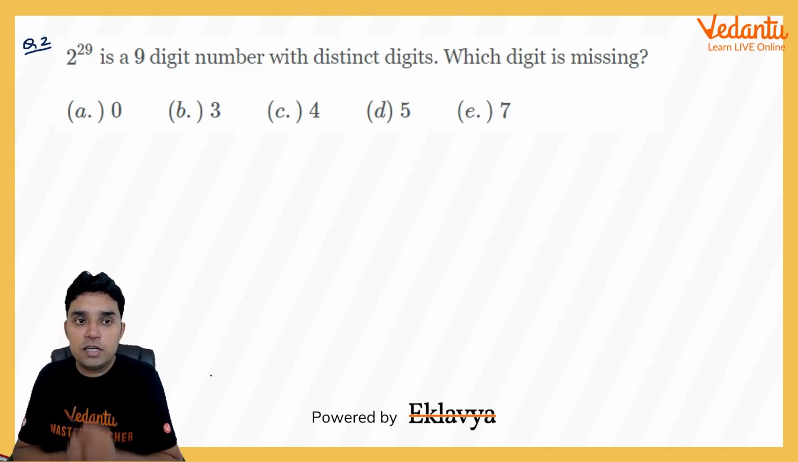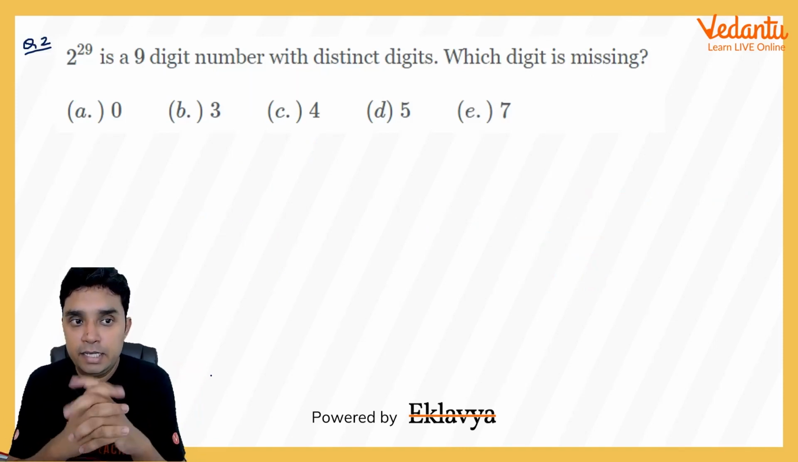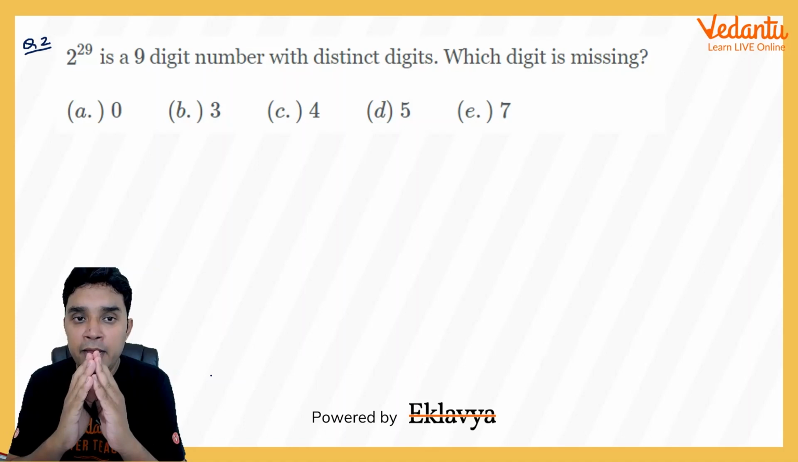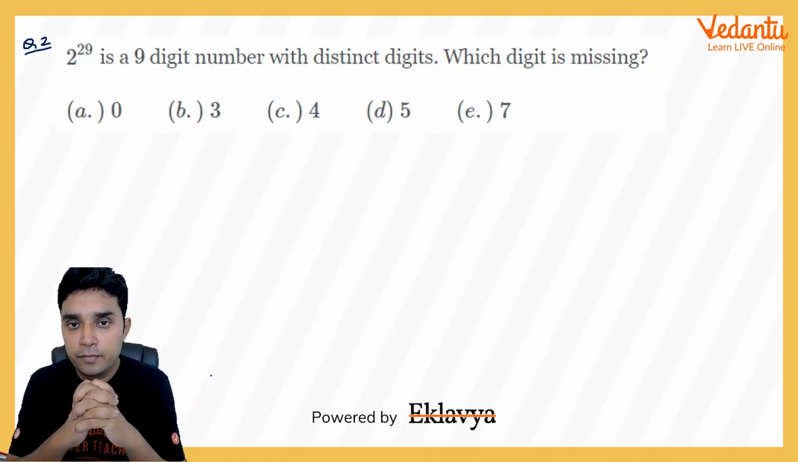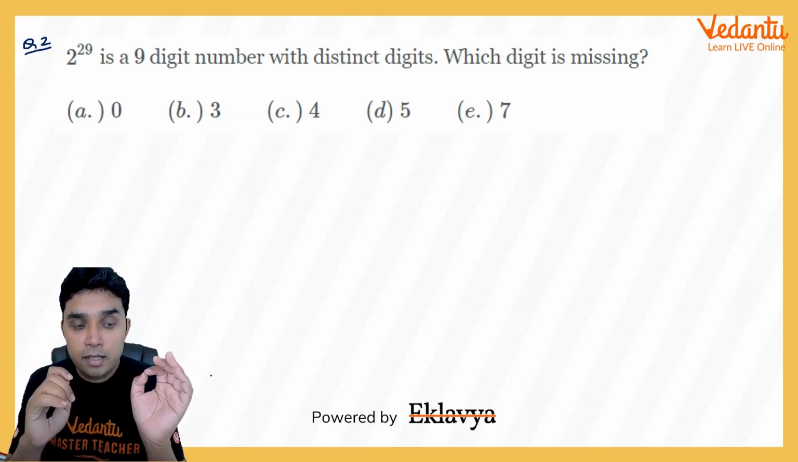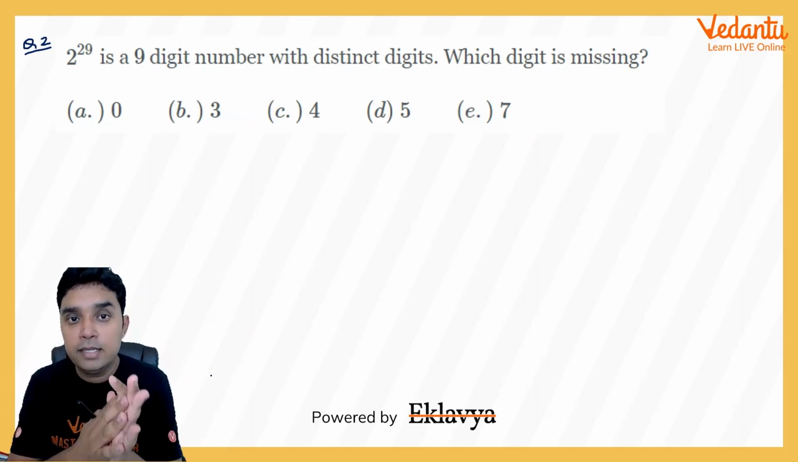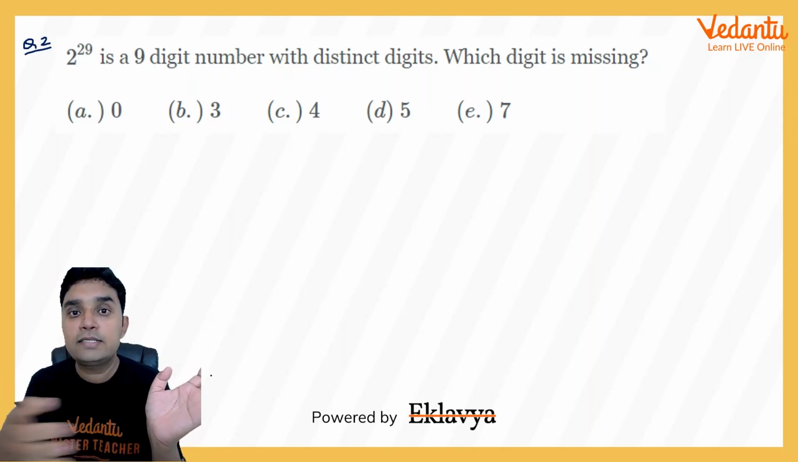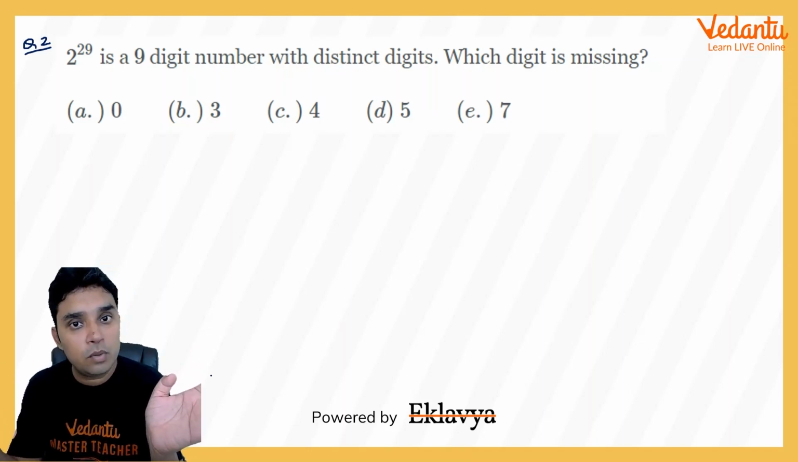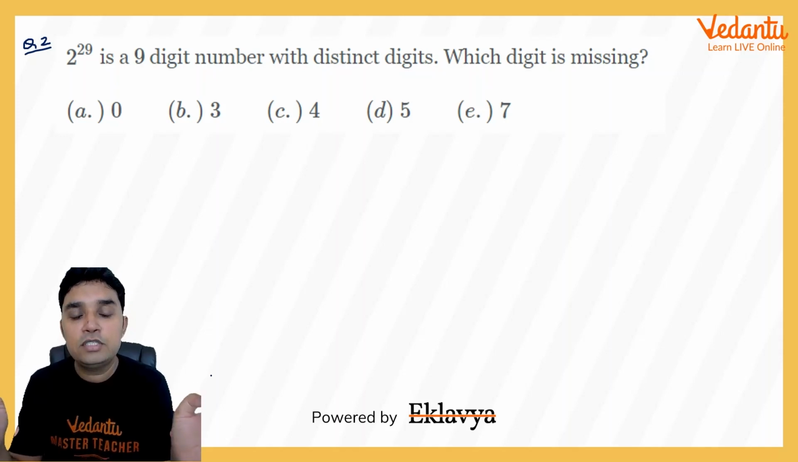Now coming to question number 2, a very interesting question. It says 2 raised to the power 29 is a 9-digit number with distinct digits. Which digit is missing? We are not supposed to find the value of 2 power 29. Rather, they have given that it's a 9-digit number with all distinct digits out of 0, 1, 2, 3 up to 9. We have to just find which digit is not there.